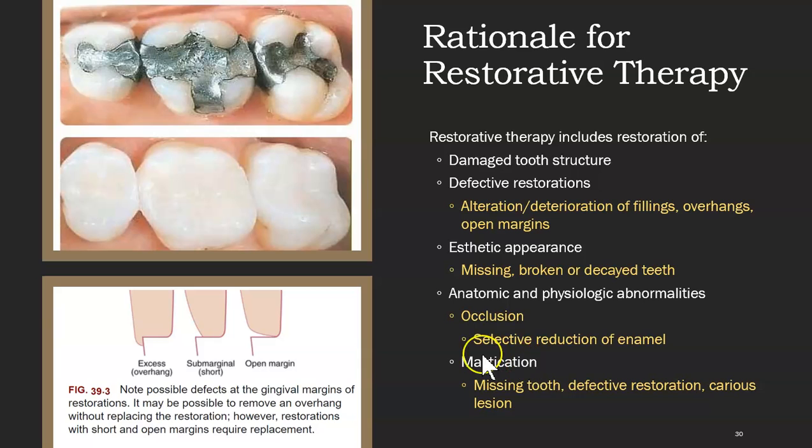And then there's also mastication. Mastication means chewing. So if you find that you have a missing tooth and you're not able to chew properly, or if you have a defective restoration, something is wrong with that. Perhaps you're getting food stuck in the open margin. Perhaps there's an overhang and food is getting stuck in between the two teeth, and it's affecting your chewing, it's affecting your mastication, you'll need restorative therapy. And of course, if you have cavities and you can't bite properly, or you're only biting on one side because of cavities, you'll need restorative therapy. So lots of reasons why people need restorations.